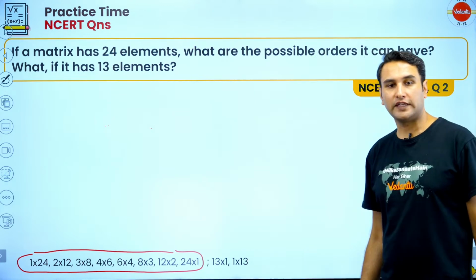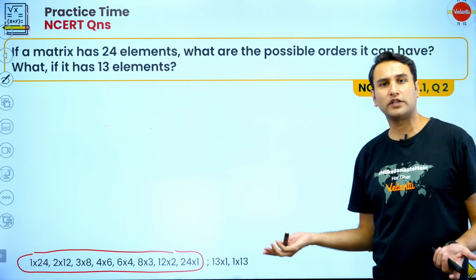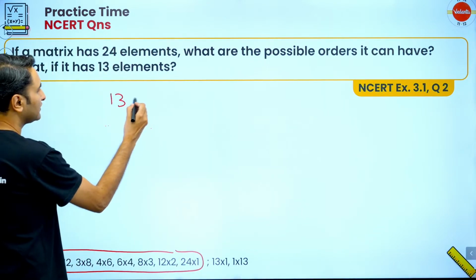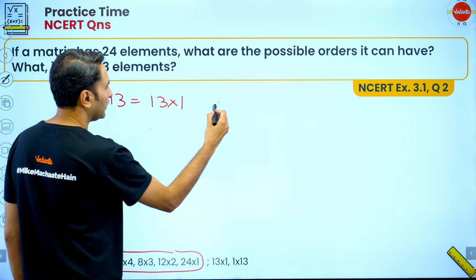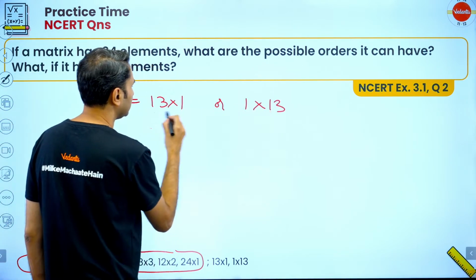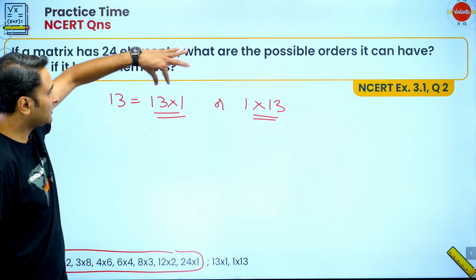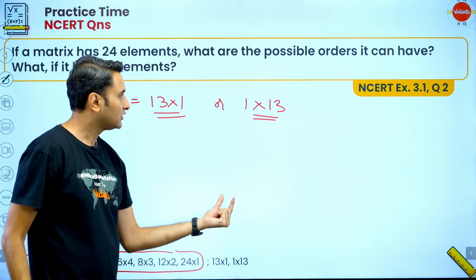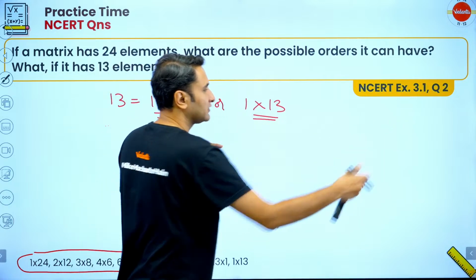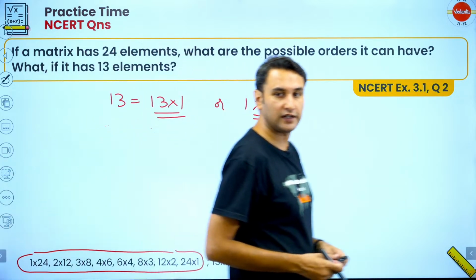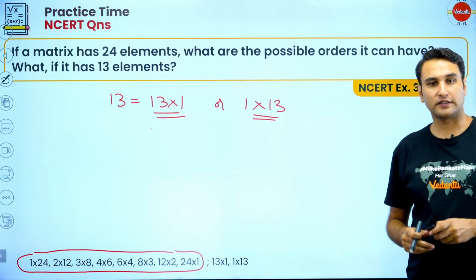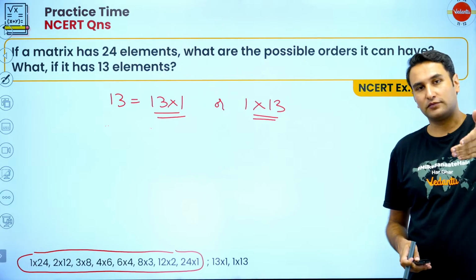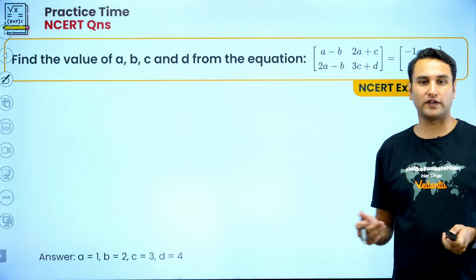Now in the case of the next one, if there are 13 elements, there are only 2 ways to make 13, right? So 13 can be written as either 13 into 1 or as 1 into 13. That's it, only 2 ways are there. No other way. So either 13 rows, imagine 13 rows, only 1 column, or only 1 row, 13 columns, right? So these are the only 2 ways possible. Is that clear? So this is again one variety of problems that you will see. Simple one, but you have to create the cases, right? Only 2 ways in this particular case.